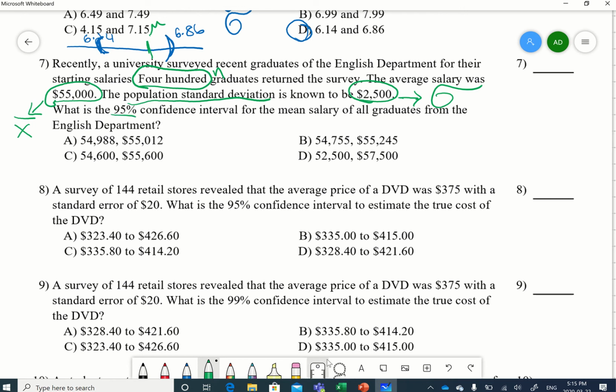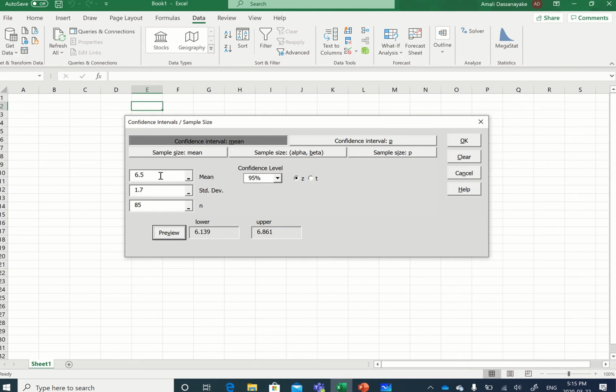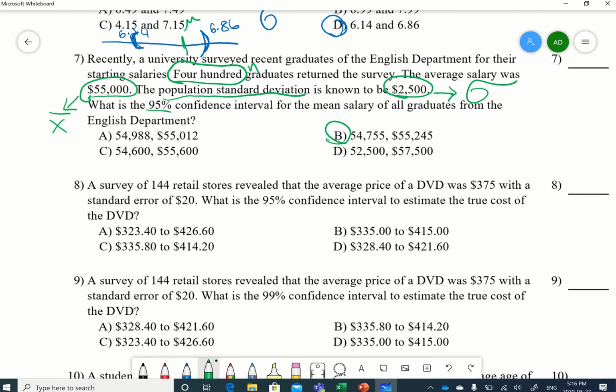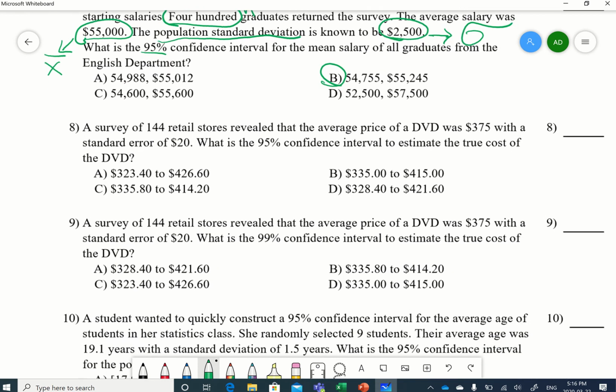Okay, 55,000, 2,500, 400. Since 2,500 is the population standard deviation, we are using Z. So 54,755, 54,755 to, I think it's B. Yeah, B. So we are 95% confident that the average starting salary of a graduate from the English department is between 54,755 to 55,245. That's the idea of this confidence limit.